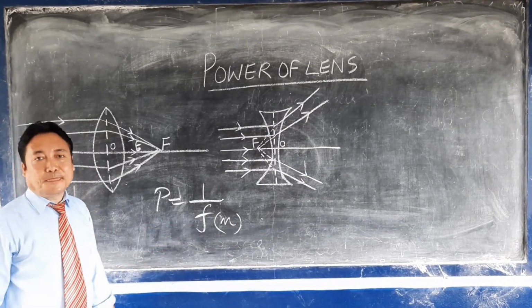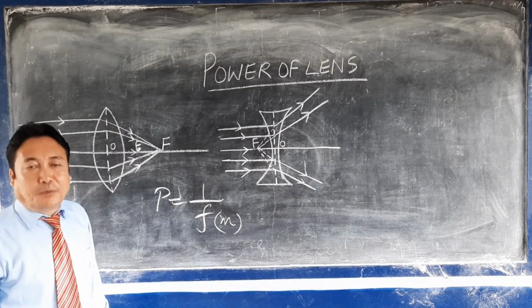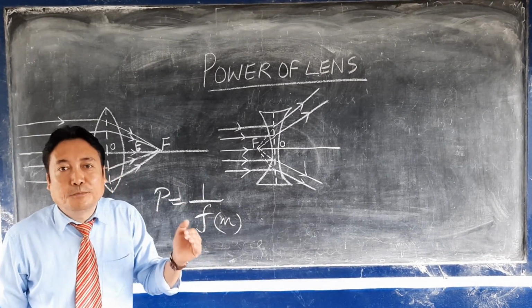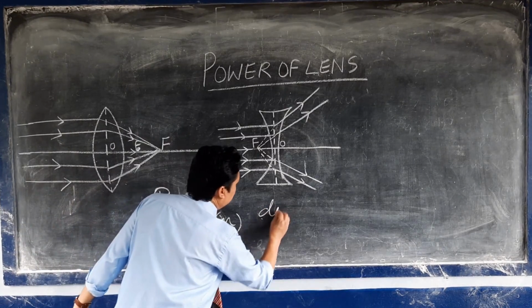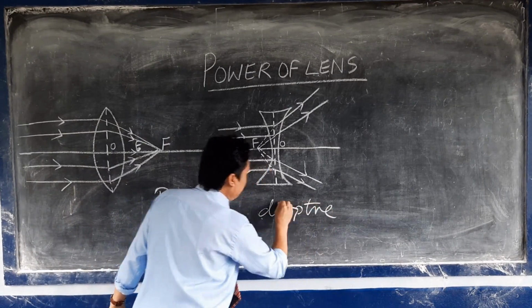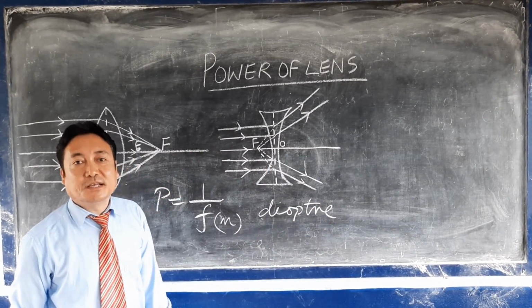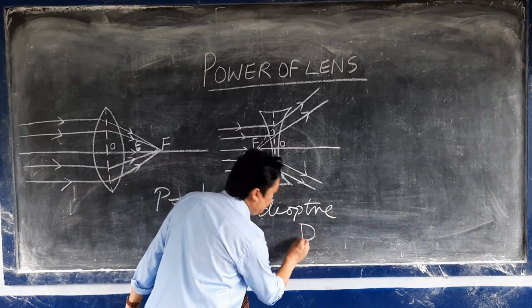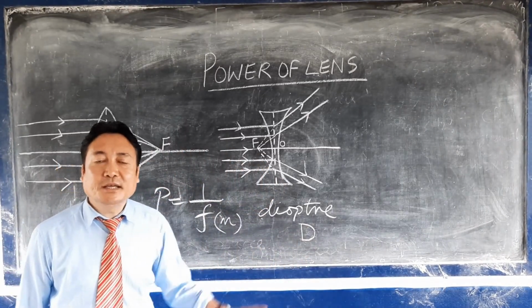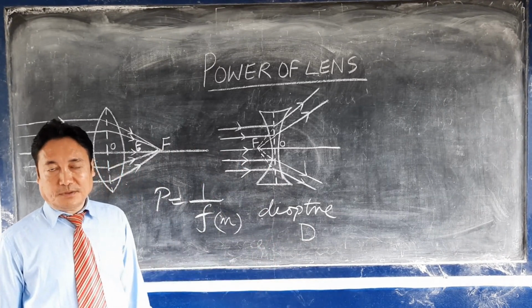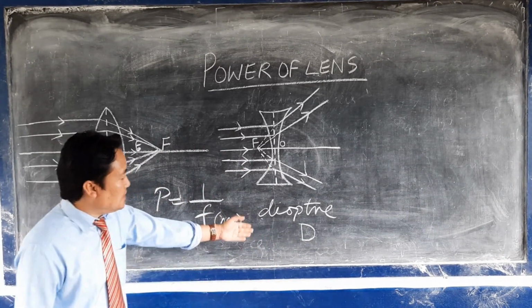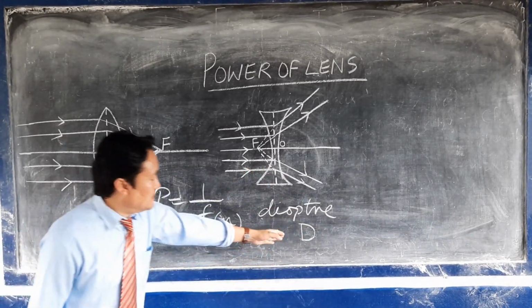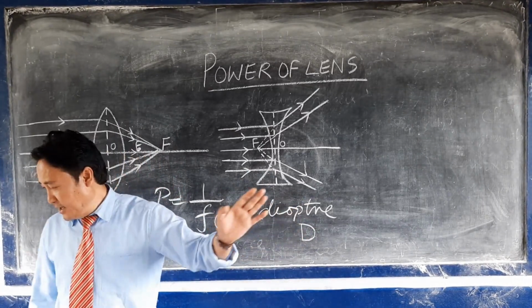Now the next point is the unit of power. The SI unit of power is diopter, spelled D-I-O-P-T-R-E. It is written symbolically as capital letter D, not small letter d. Capital letter D denotes the power of a lens.